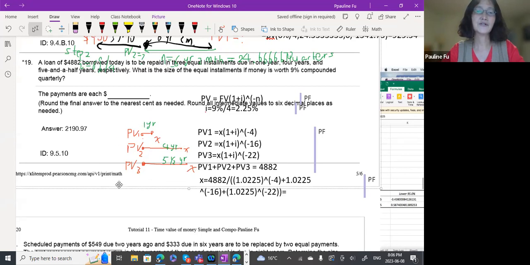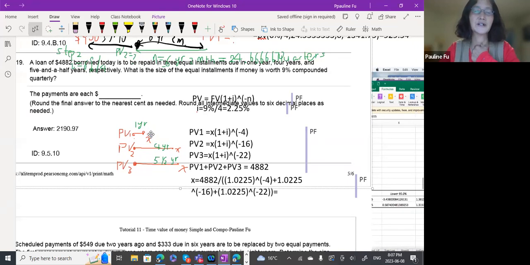No, we add those 3 values that equal $4,882. And then we solve for X. What is X? X is the 3 equal installments. Each installment is X. A year from today, you have 1 X. 4 years from today, you have an X. 5.5 years, you have X.